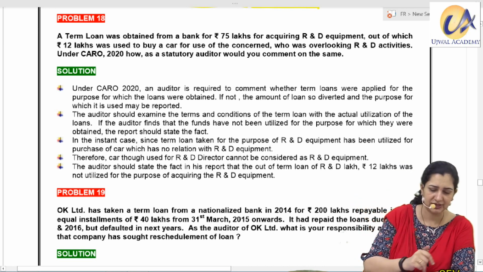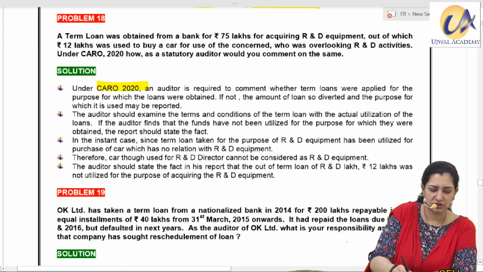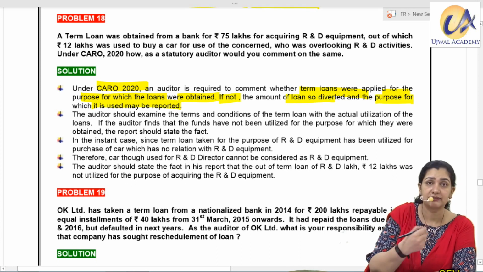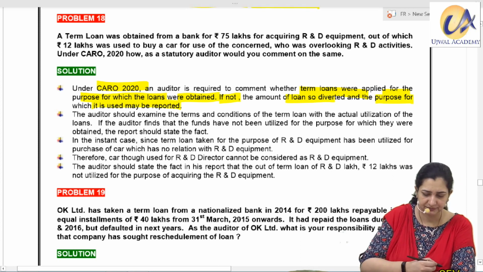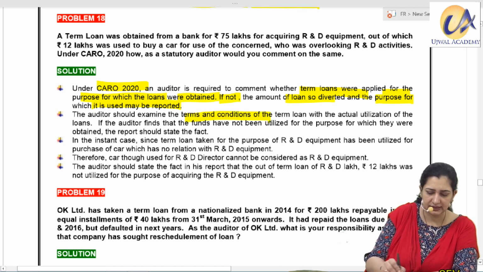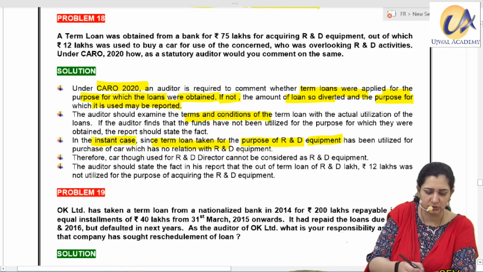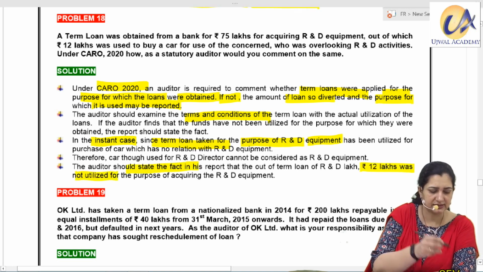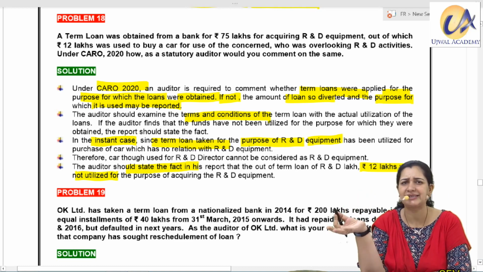Not used for the purpose, right? Under CARO, we have to mention whether loans have been utilized for the purpose that they were obtained. If not, give the amount and the purpose for which it was used. See the terms and conditions. In the given case, they have taken the term loan for R&D equipment but used it for something else. The auditor should state the fact that this amount was not utilized. Very easy answer.